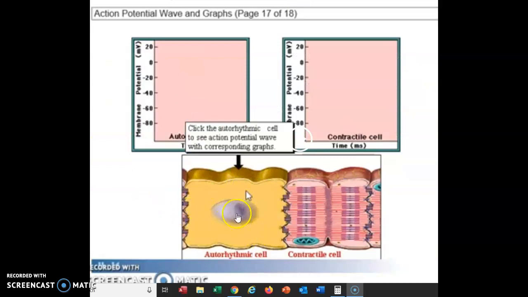Okay, so here again we see our autorhythmic cell. Here's going to be our graph for our autorhythmic cell. Here's our contractile cell. Here's going to be the graph for the contractile cell. You would definitely need to know which graph goes with which type of cell and what each part of the graph stands for and what causes each part of the graph. So let's look at that.